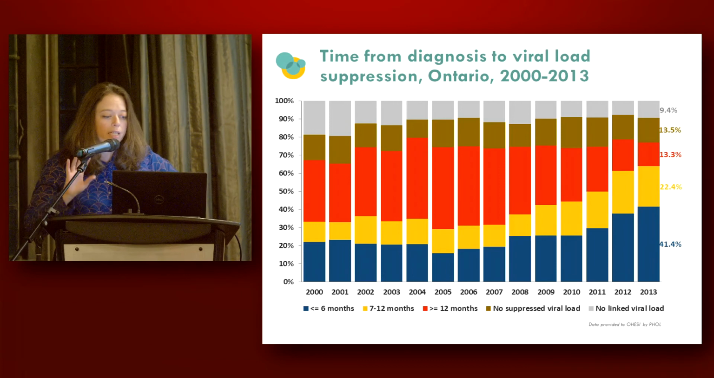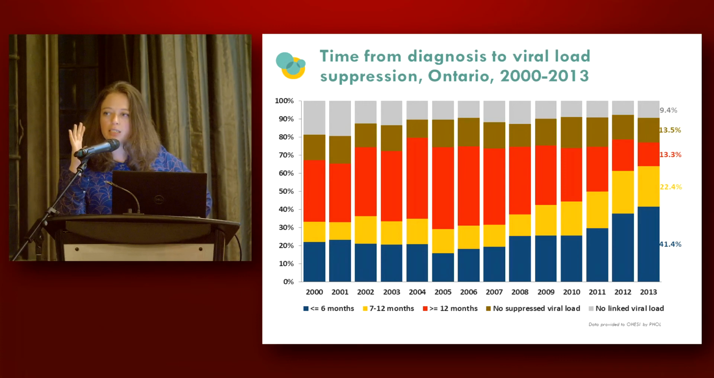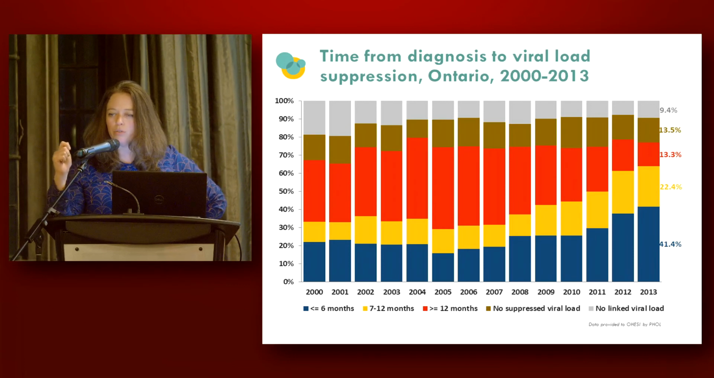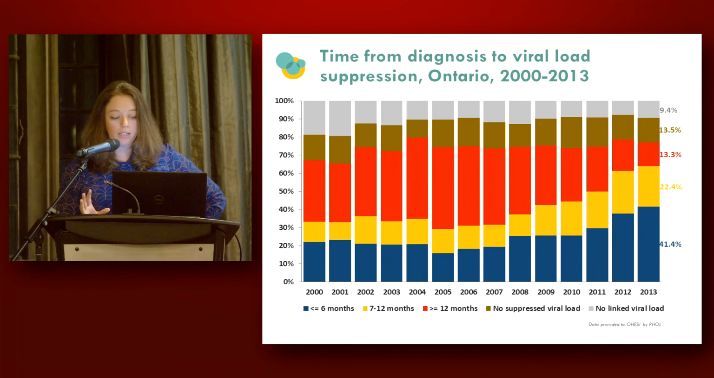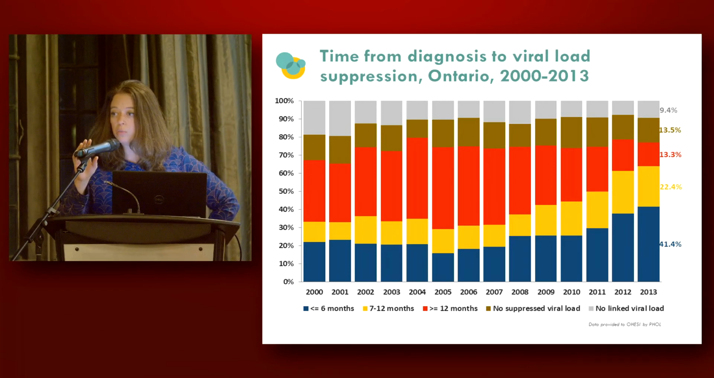Another piece here is when we look at the time from diagnosis to viral load suppression. This, I think, is a really important indicator because it indicates a lot of things: access to treatment, access to care, and also how quickly people are able to get through the healthcare system. So in 2000, only 20% of people were virally suppressed within 6 months. That's increased to 40% in 2013. And if you look at people who were virally suppressed within a year, then it's over 60% of people who were virally suppressed within a year.